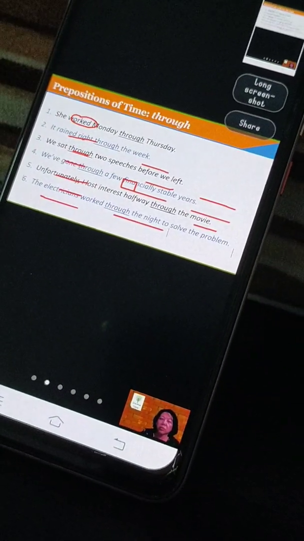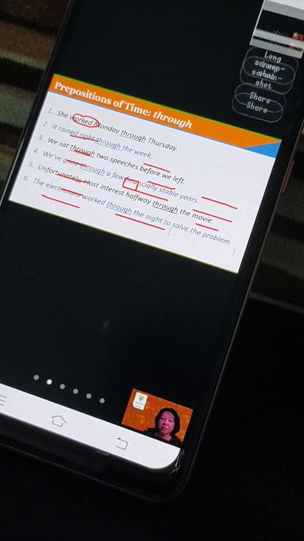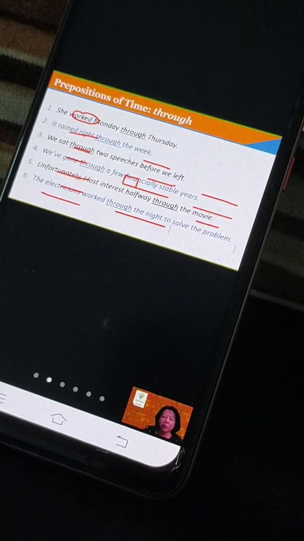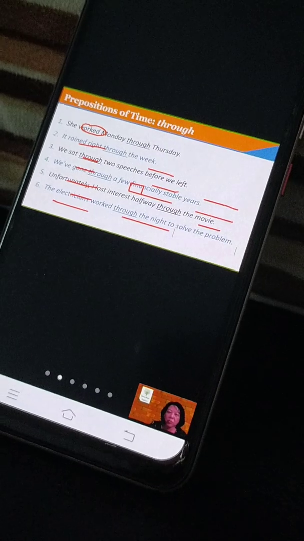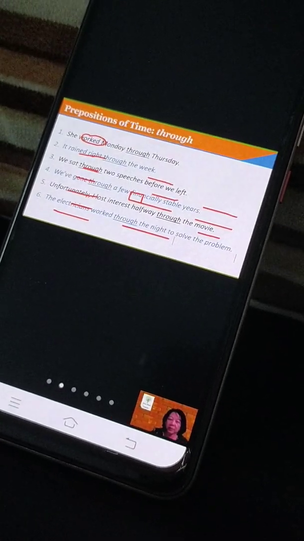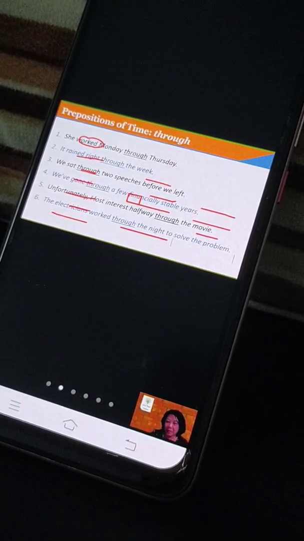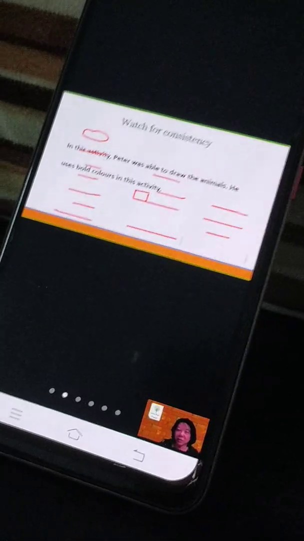We have gone through a few financially stable years. I lost interest halfway through the movie. The electricians worked through the night to solve the problem. Meaning non-stop, right through.